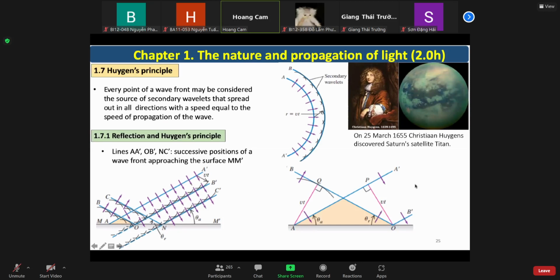We do the zoom in figure on the right hand side. So AA prime is the original wavefront, and OB prime is the next wavefront. The distance between these two wavefronts is the optical path length. In this case it is OP, so we draw the perpendicular line OP, and then we get the optical path length.